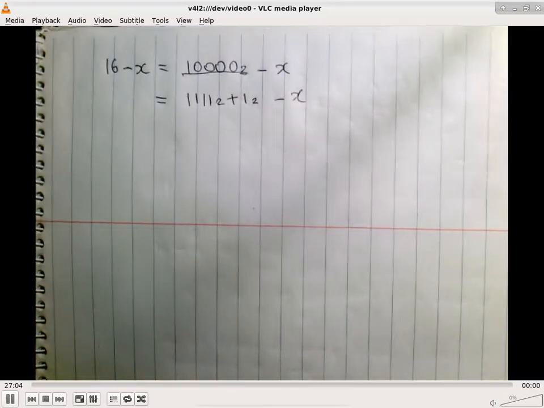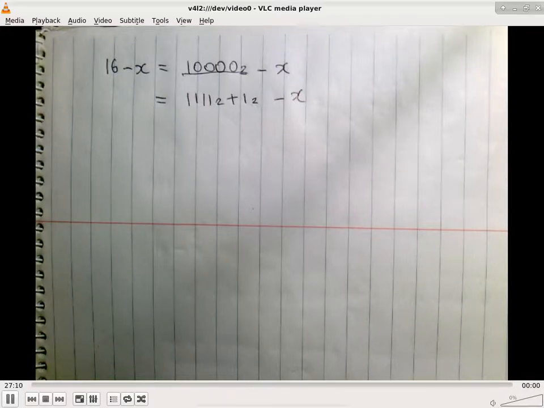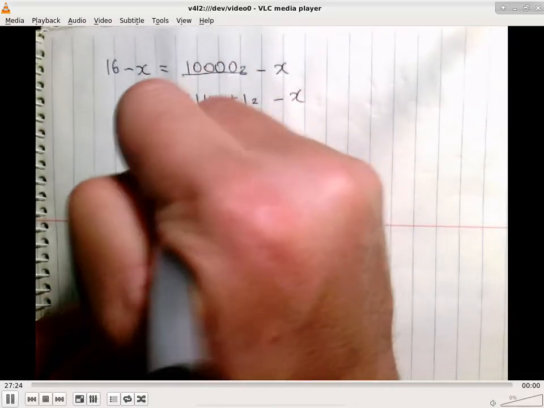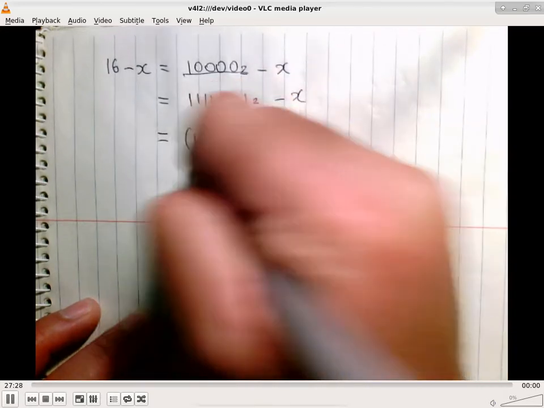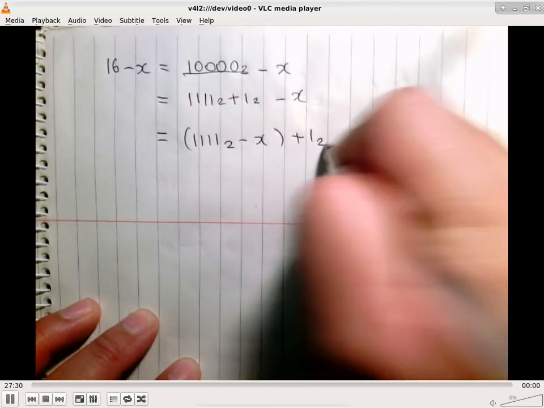1 followed by 4 zeros is nothing more than 1, 1, 1, 1 plus 1. Is that okay? 1, 1, 1, 1 is a 4-bit number, and 1, which is 0, 0, 0, 1, is also a 4-bit number. I don't have a problem with that, right? But because addition is commutative, I can also do 1, 1, 1, 1 minus x, which is a bit pattern, and then add the 1 after the subtraction.